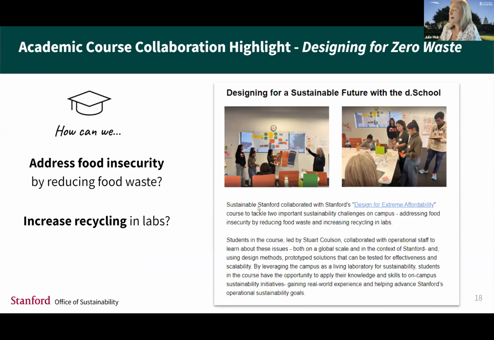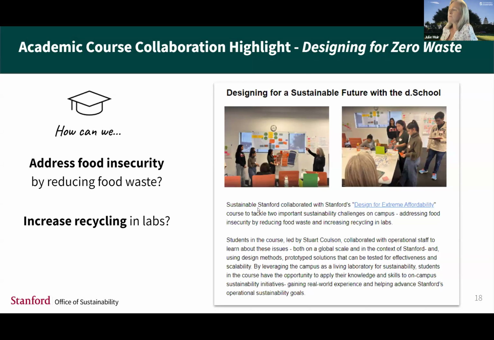Another thing we did in the D school is they have a class called Design for Extreme Affordability. And these students have to work very fast in developing their kind of the D school process of generating ideas. And we asked them to address food insecurity by reducing food waste. And how do we increase recycling in labs? Something we found really challenging is to reach people in labs.